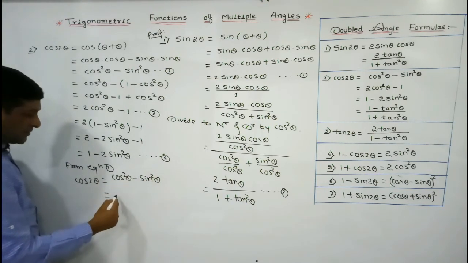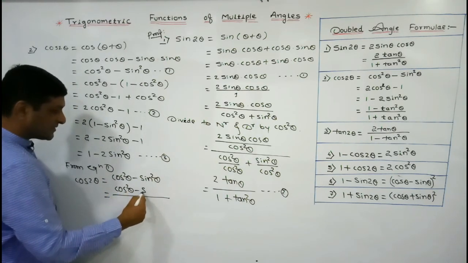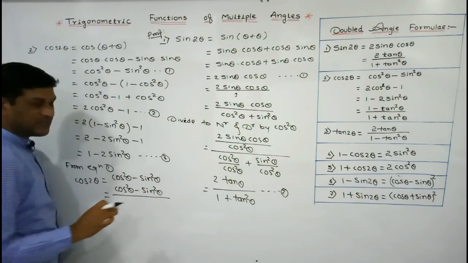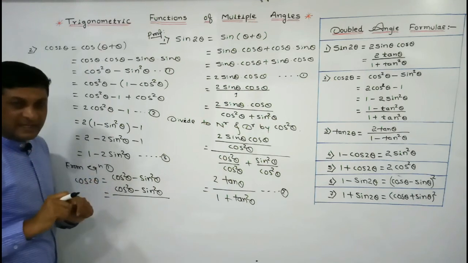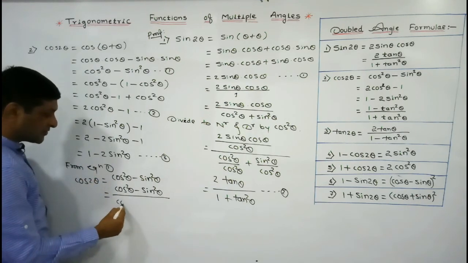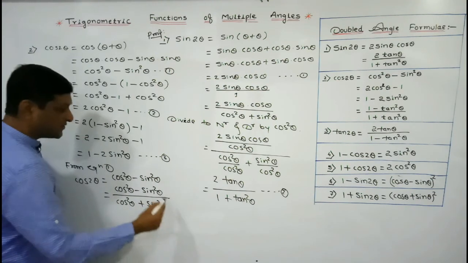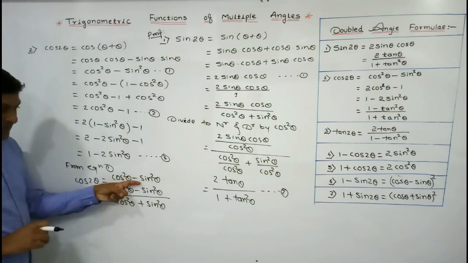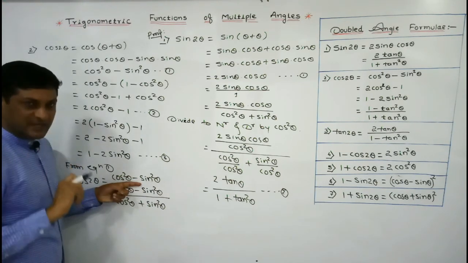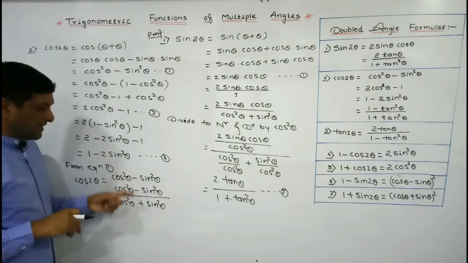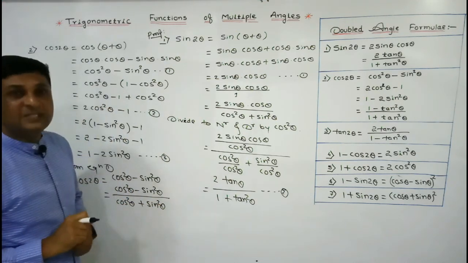Now this cos square theta minus sin square theta, keep it as it is. In the denominator nothing is there, means 1 is always there, and 1 can be written as cos square theta plus sin square theta, isn't it? So in the numerator keep it as it is, but in the denominator, according to the identity, 1 can be replaced by cos square theta plus sin square theta.